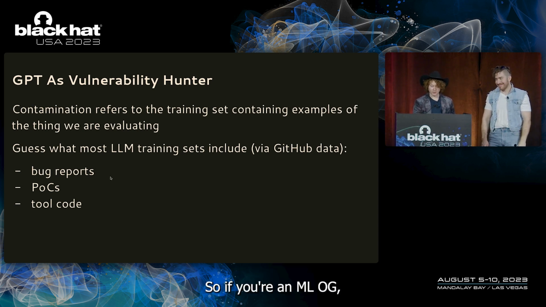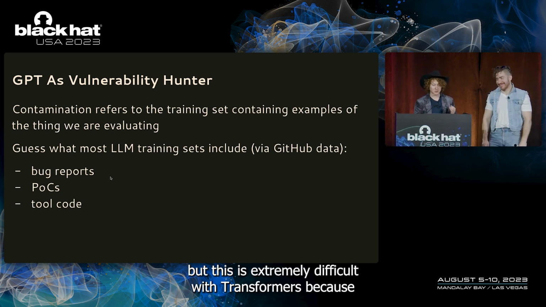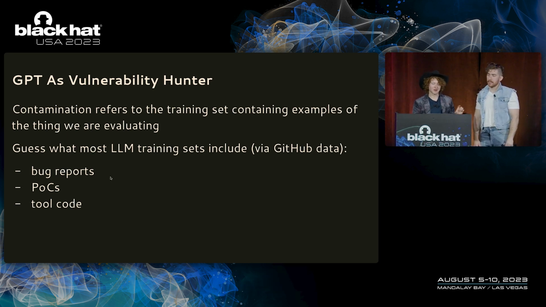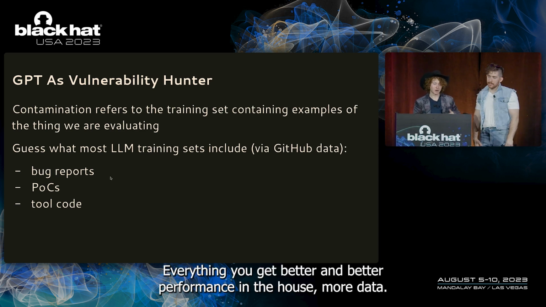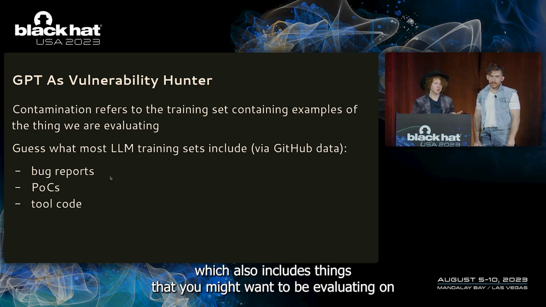If you're an ML OG, you're familiar with the rule that you can't test on training data, but this is extremely difficult with transformers because, as I mentioned with the chonk chart, with more data, more parameters, everything, you get better and better performance. So there's a direct perverse incentive here to train on as much as possible, which also includes things that you might want to be evaluating on.